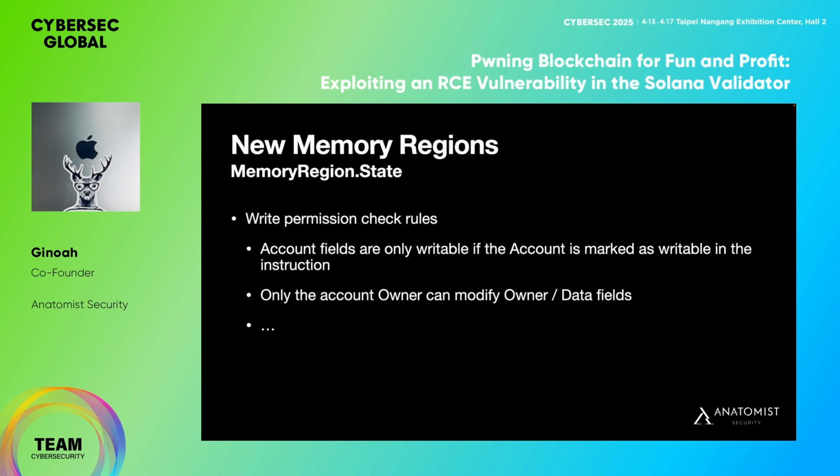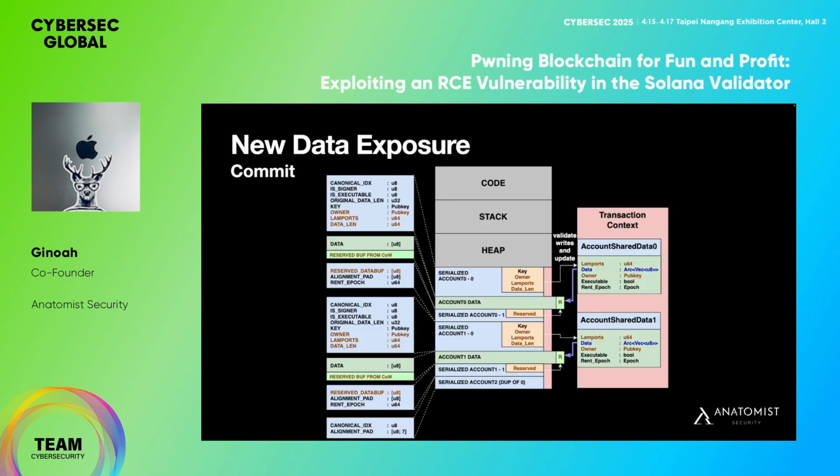Managing memory region access using state means we need to know the permission upfront. Fortunately, the rules are consistent within a single VM context. For example, only the account owner can modify data, and account fields are writable only if the account is marked as writable in the instruction. Now that we know which permission to assign to memory regions during creation, let's see what happens when we try to commit the accounts.